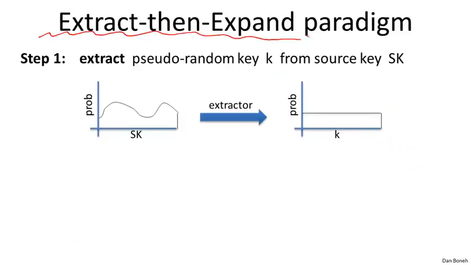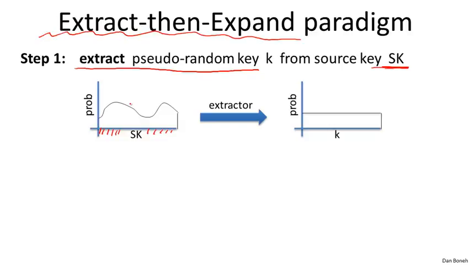This is called the extract then expand paradigm, where the first step of the KDF is to extract a pseudo-random key from the actual source key. So in a picture you can think about it like this. In some sense these are the different possible values of the source key. This is the horizontal line. And the vertical axis is basically the probability of each one of these values. And you can see that this is kind of a bumpy function which would say that the source key is not uniformly distributed in the key space.